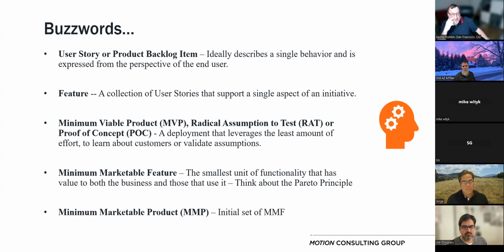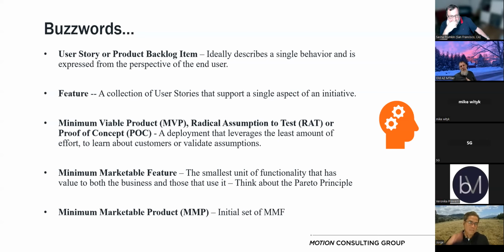The other two big things: minimum marketable feature. So here I want you to think about a term called the Pareto principle. Basically, the concept is 80% of your users are going to take advantage of about 20% of the features that you release. So if we can really start honing in and identifying what is that 20%, that's how you get to go much, much faster. A minimum marketable product is simply the first release of all of these features that we've developed, and the minimum amount of each of those.